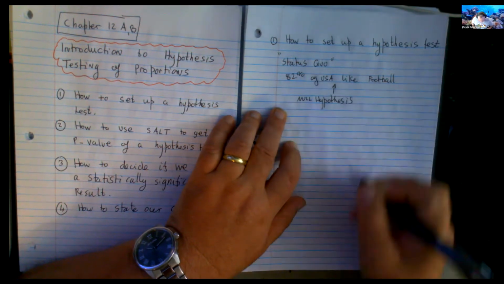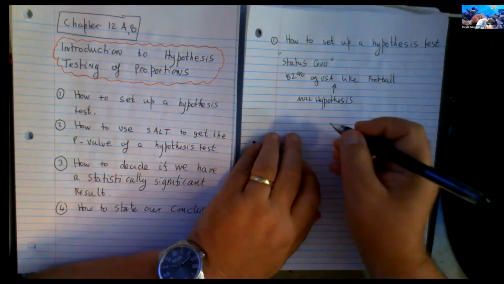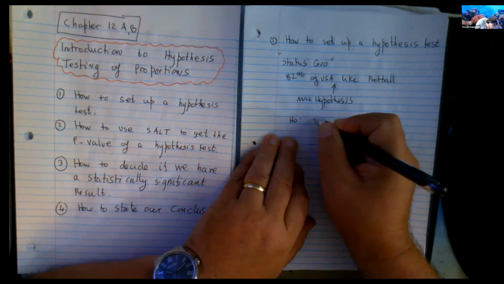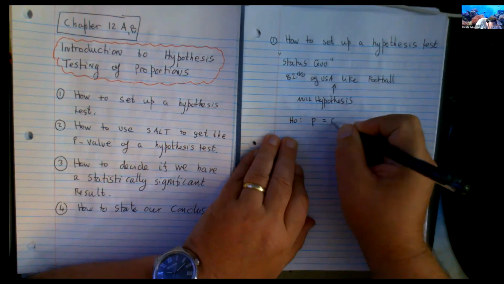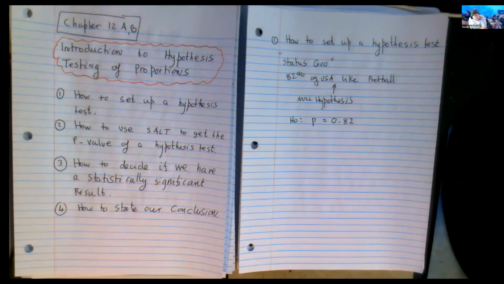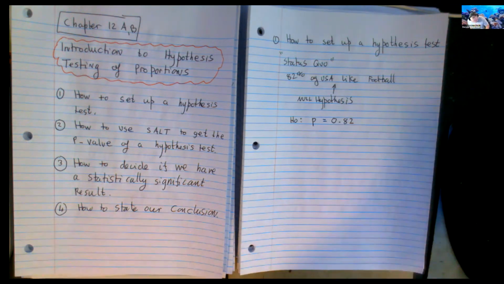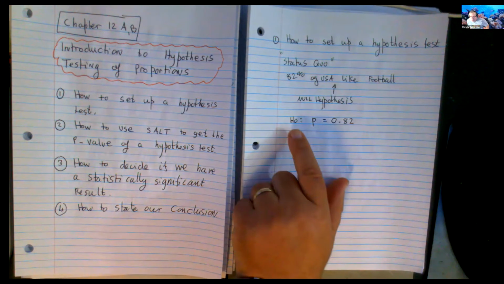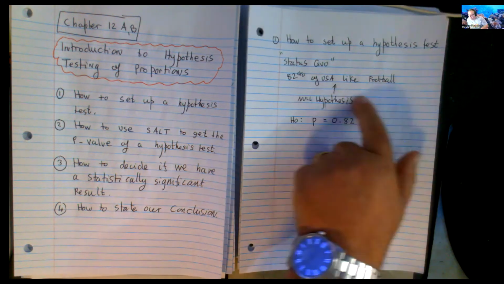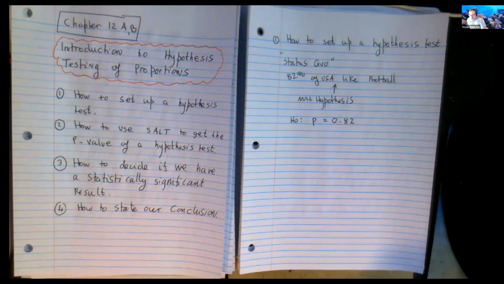This is a fancy name, and we write that down as H naught, P equals 0.82. All hypothesis tests have 2 hypotheses. There's a null hypothesis, which is what we used to believe was true. And then you have an alternate.